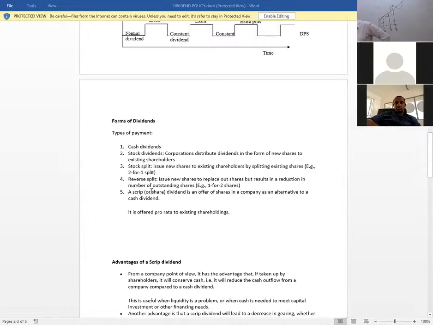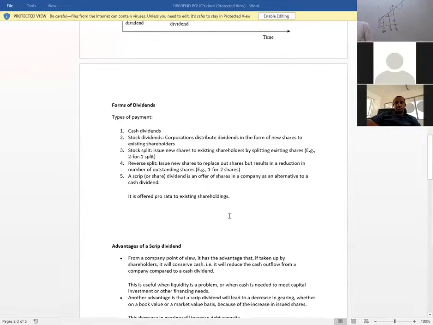You need to know that a scrip or share dividend is an offer of shares, just like the stock dividends. So under a scrip, if somebody asks you what is a scrip dividend, it's an offer of shares in a company as an alternative to cash dividend.